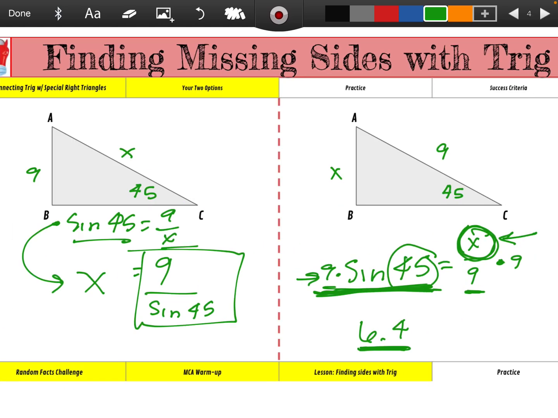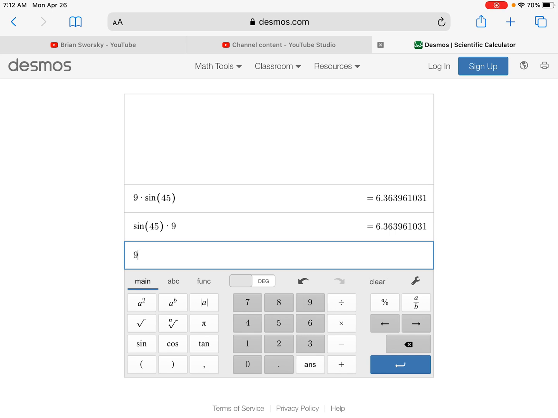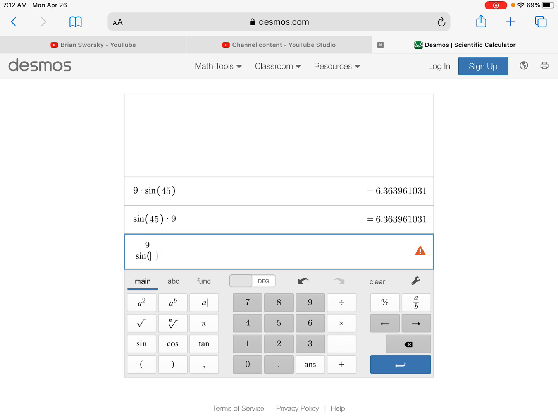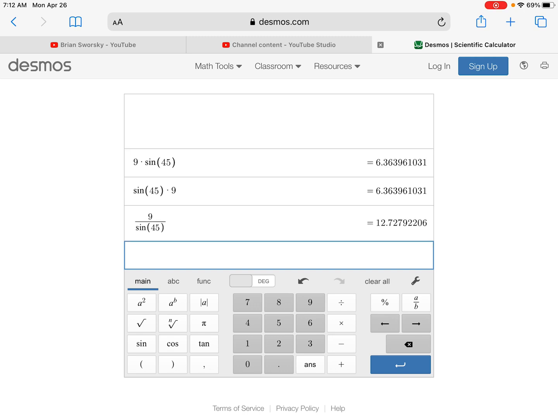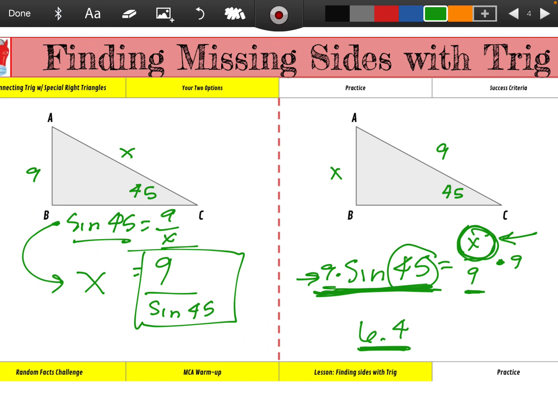So now, let me go back, and I'll do it again. 9 divided by, and my calculator here is kind of nice that it already does that for me. Sine 45, make sure you close your parentheses. Hey, look at what we just got. The exact same thing, okay? So we'll call it 12.7. We'll just go to the nearest tenth for our stuff. So you'll see that we got 12.73, which is what we're looking for.